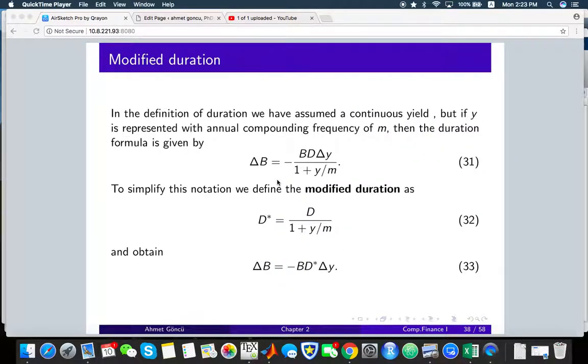Very quickly, if this y is represented with annual compounding frequency of m, then we can update our duration formula using the so-called modified duration formula. The update is basically you still calculate the duration as usual, but since your yield is represented with annual compounding frequency of m rather than the continuous compounding we used, you need to divide your duration by 1 plus y over m, and still a similar relationship holds between the change in the value of the bond versus the change in the yield.